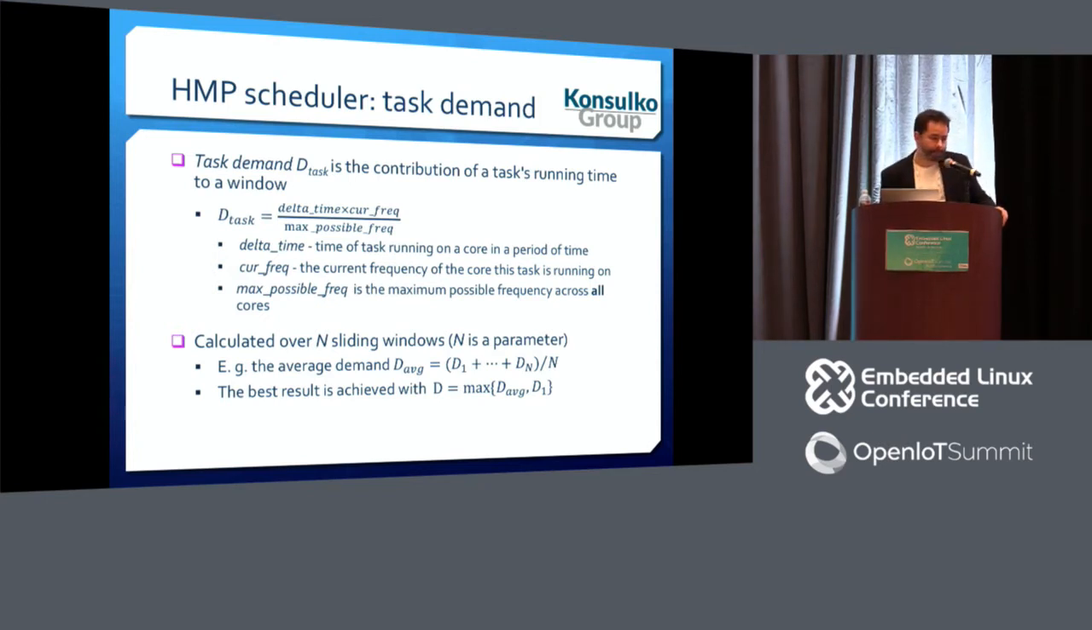And then, to be more stable, we need to calculate task demand over several sliding windows. And this is also a parameter called n. And usually, in most implementations, we set n equal to 5. And then we either calculate average demand, or we take the maximum demand, or we do some kind of combo. And some testing results showed that the best possible situation is when we calculate demand as being a maximum of the first demand in the series, the one that is most recent, and the average calculated over all the samples.